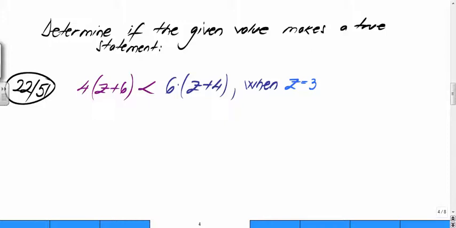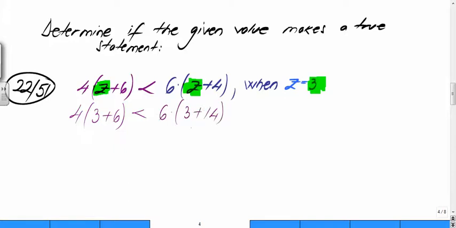Okay, page 51, problem number 22. Determine if the given value makes a true statement. What is the given value? Well, the given value is z equals 3. So wherever you have z, you will plug in 3. Moving on, left side: 4 times (3 plus 6) in parentheses, less than 6 times (3 plus 14). Order of operations.